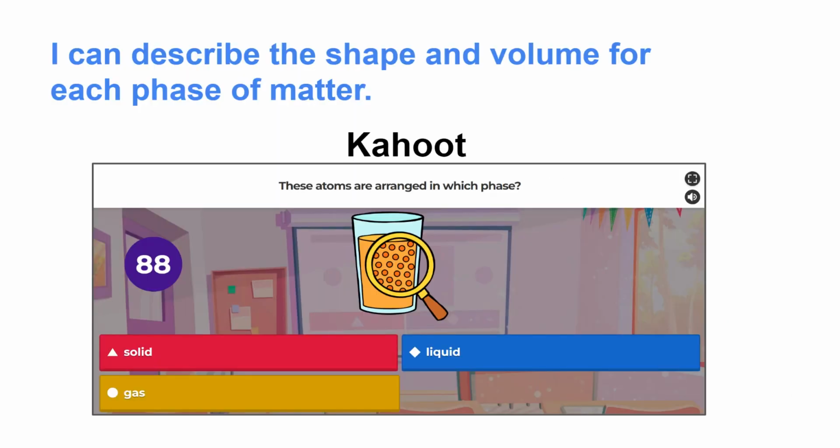So see how you did. See if you can describe the shape and volume for each phase of matter by playing this Kahoot and competing against Miss Davis.